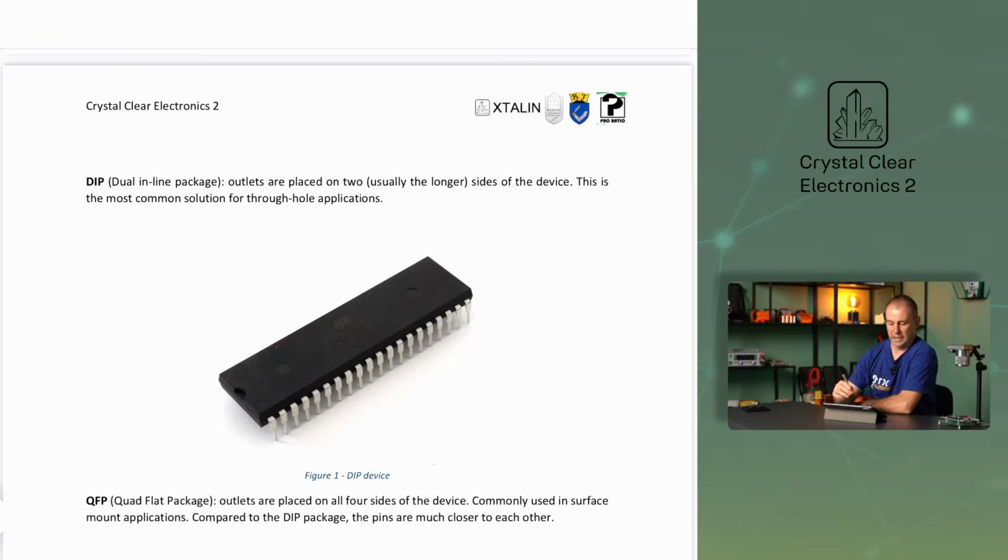Nowadays, the same controller is available in several different packages, and different manufacturers use different leads for different packages. Without being exhaustive, here are the most commonly used solutions. Let's start with DIP, or Dual Inline Package. In this type of packaging, the outlets are placed on two, usually the longer sides of the device. This is the most common solution for through-hole applications. If you recall, the Atmega microcontroller used in Crystal Clear Electronics 1 had this type of packaging.